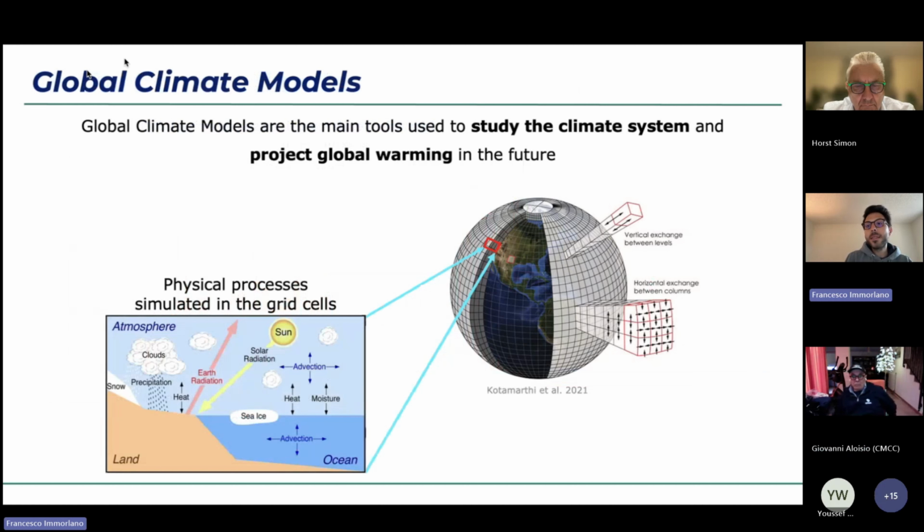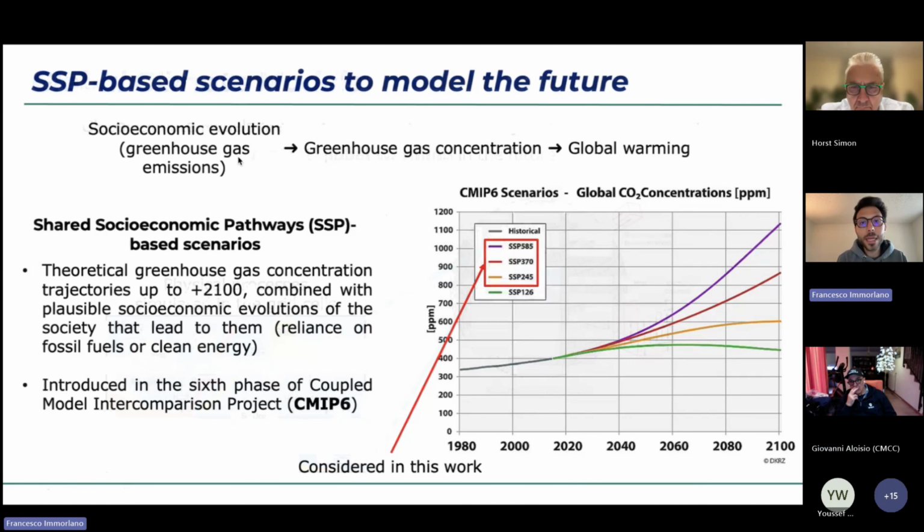The tools that scientists now use to study the climate system and project global warming are global climate models. They are actual mathematical representations of the climate system on discrete three-dimensional grids. They implement the fundamental laws of physics that are run into each of the grid box, also modeling the influences and the interactions among adjacent grid boxes. But how can a climate model simulate the global warming in the future? Generally speaking, the amount of global warming will depend on the greenhouse gas concentration that there will be. And this, in turn, is strongly dependent on how the society will evolve with the corresponding emissions.